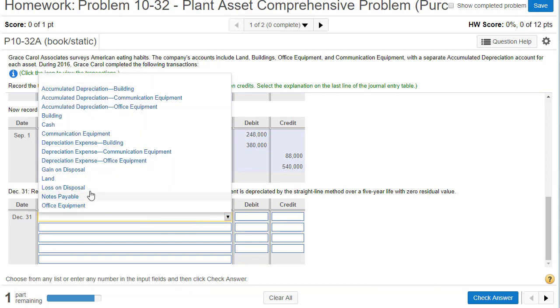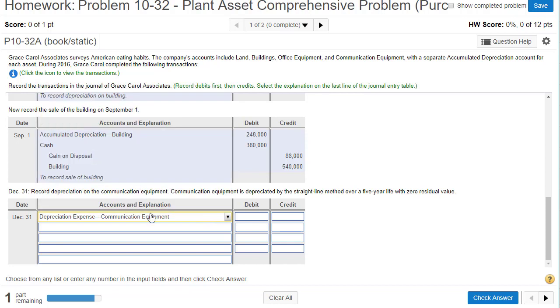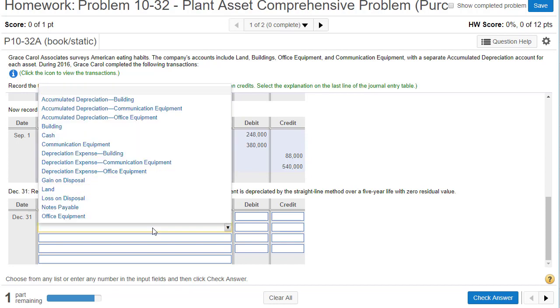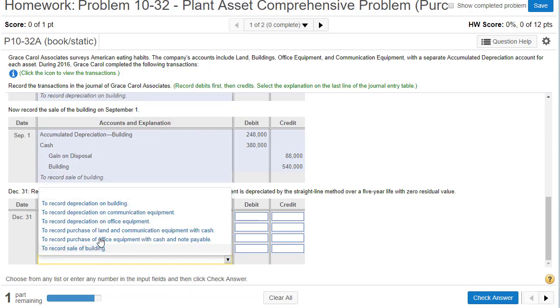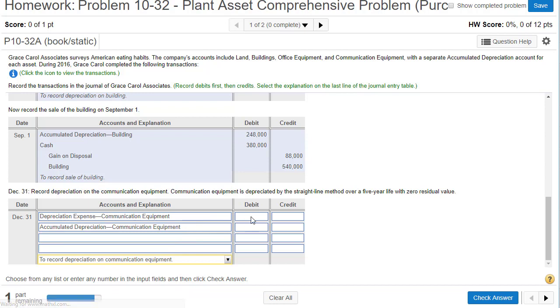So we got depreciation expense, communication equipment, accumulated depreciation on the communication equipment, and to record depreciation on the communication equipment. All right, so our debit we said was $12,750.